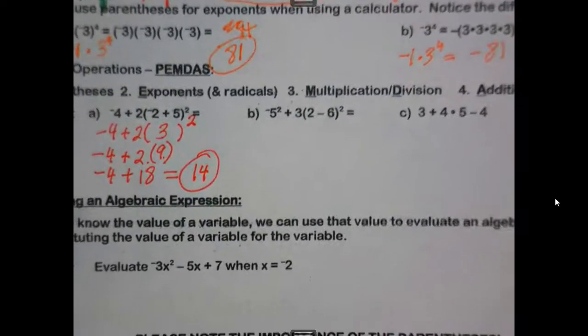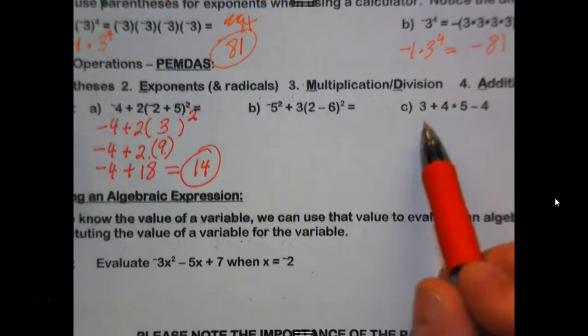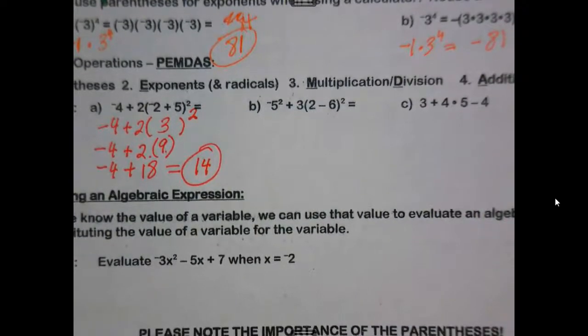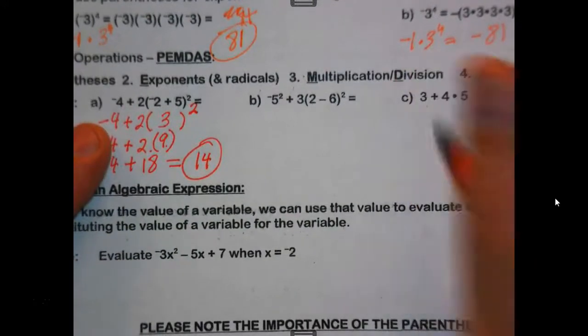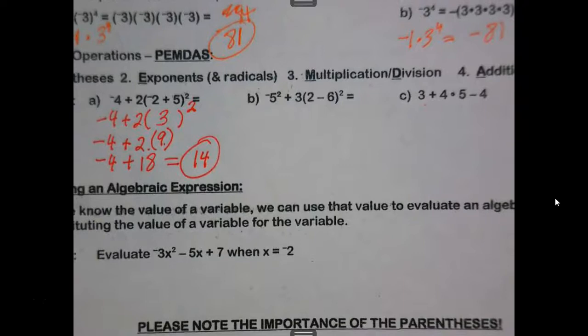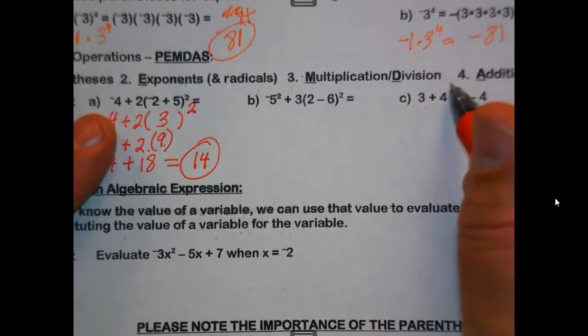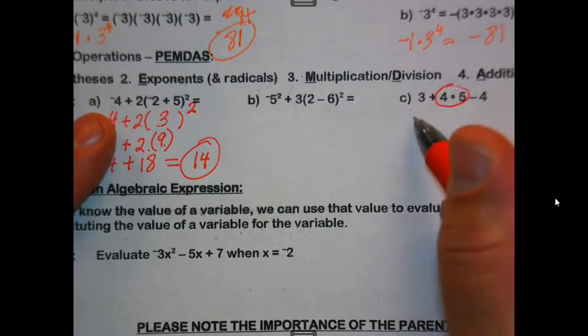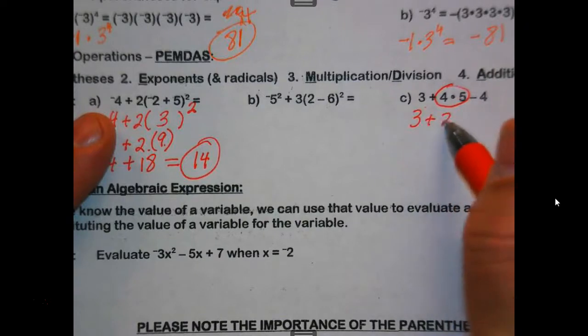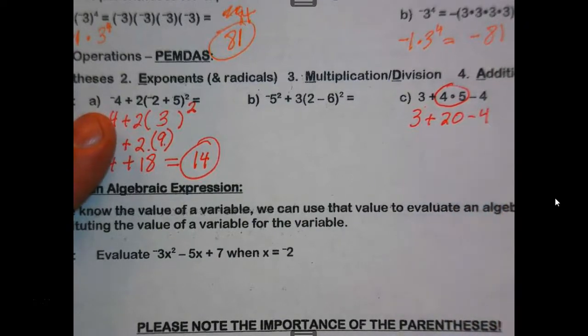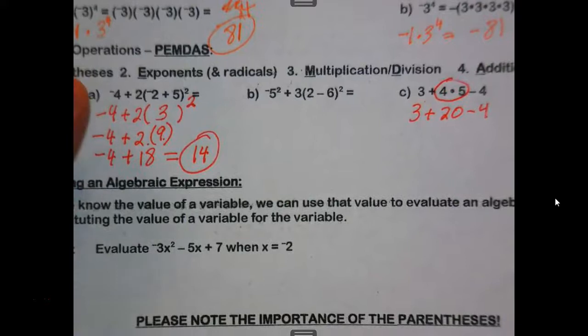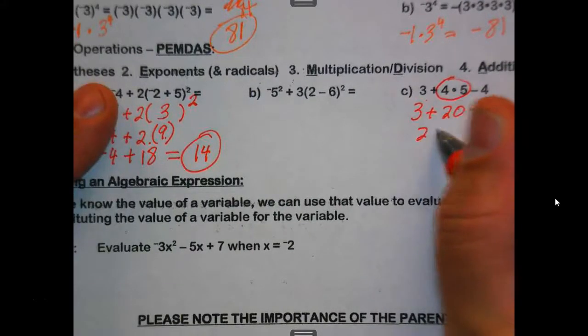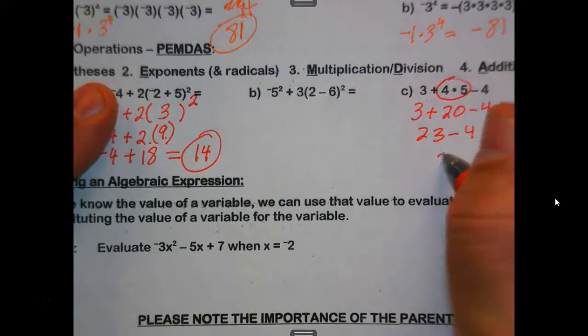C, right away, they're trying to trick you up again. You read left to right. The first thing you do is 3 plus 4. Oh, I'm going to put 7. Wrong. Multiply first. 4 times 5. 3 plus 20 minus 4. Now I have addition, subtraction. Go left to right. 23 minus 4, 19.